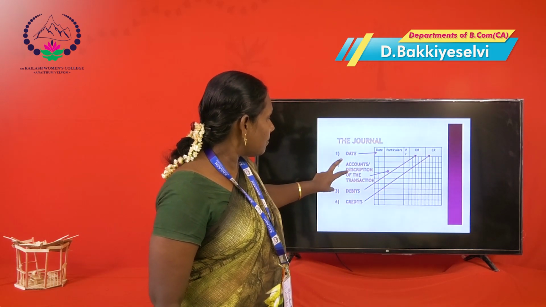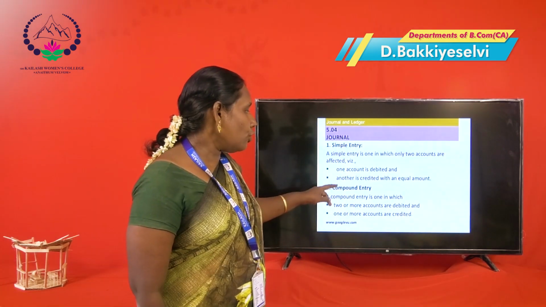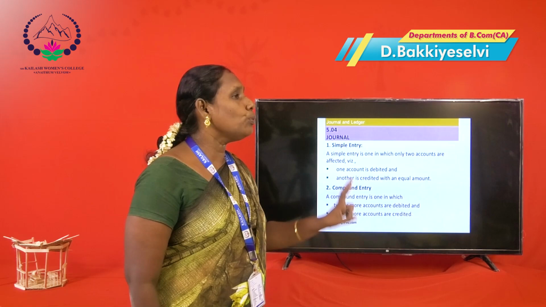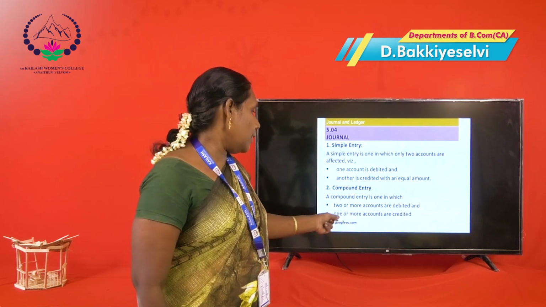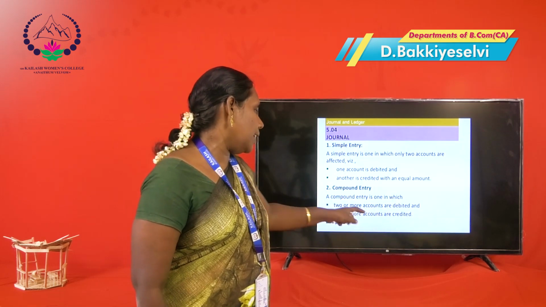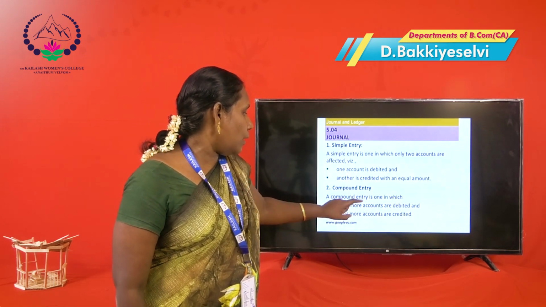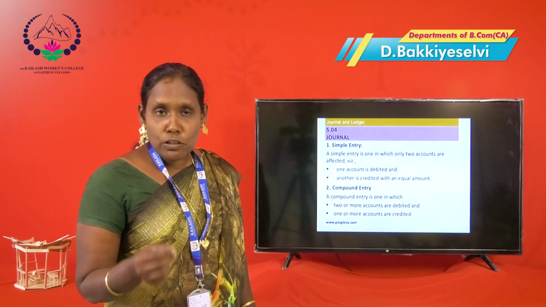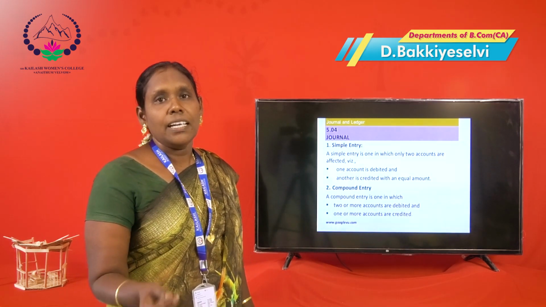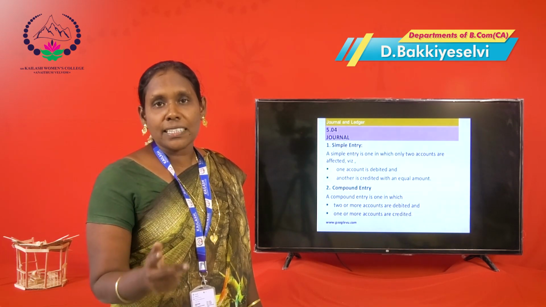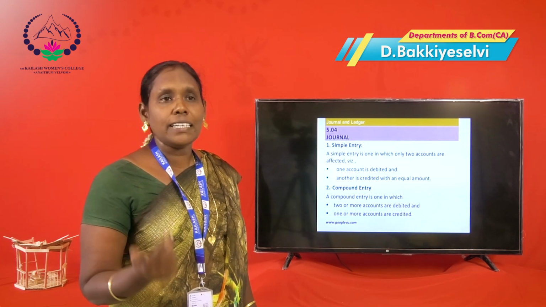Next, second is the compound entry. Compound entry also has two related aspects. First one is the debit: two or more accounts are debited, and then the next one is one account is credited. Examples: rent and insurance paid by check. Rent and insurance are the debit accounts. Check through the bank, so the bank account is credited.